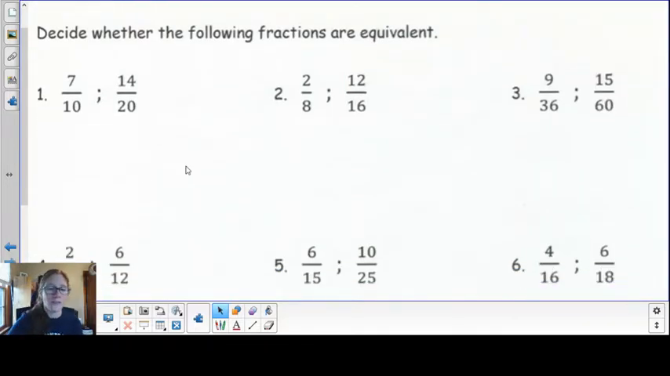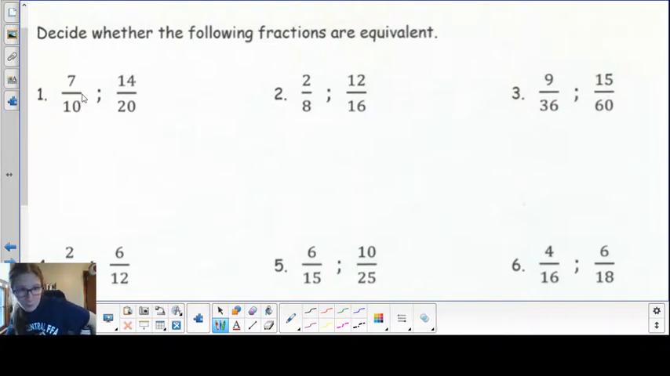So we are going to decide if these are equivalent or not. So first things first, let's reduce them down into lowest terms. 7 over 10, those are already reduced. 7 is prime, and I cannot take 10 divided by 7. However, 14 and 20 are not reduced. So what do I want to divide by here? Good, I can divide both by 2. So 14 divided by 2 is 7, 20 divided by 2 is 10. So these things are equivalent.